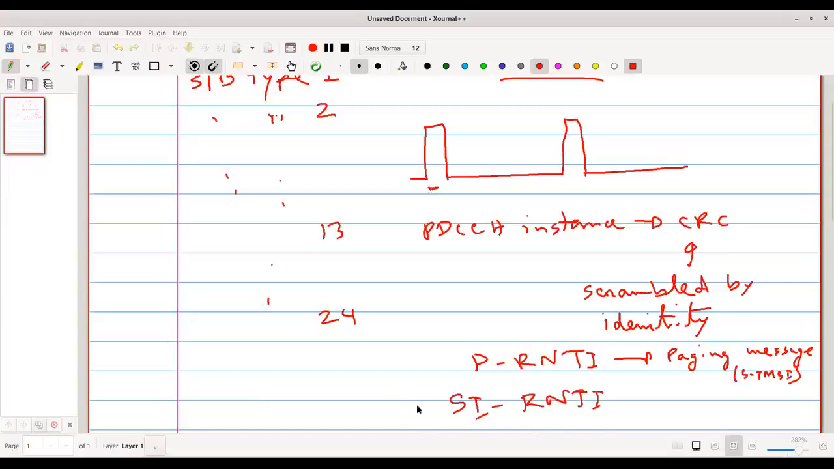Now, when the UE wakes up, the UE reads system information. So these are the two things. As I was writing before, the UE reads the paging message, and the UE reads system information. These two things it does when it wakes up. These are the basic two.